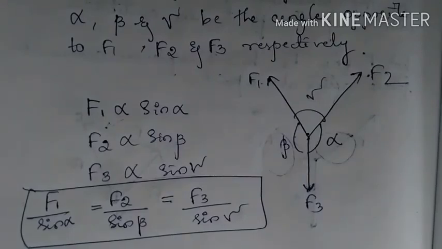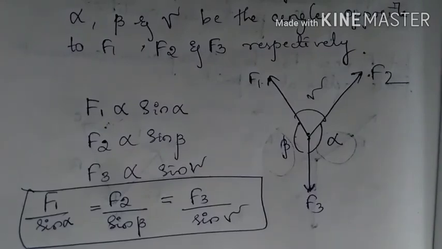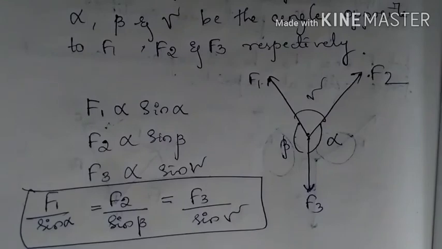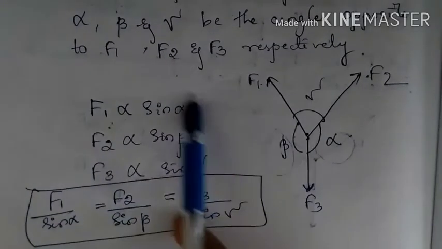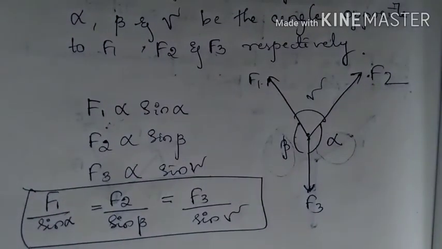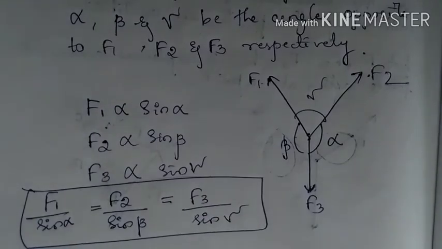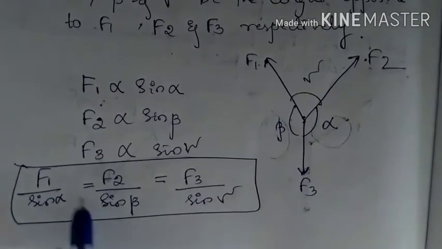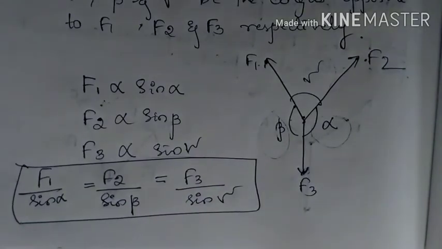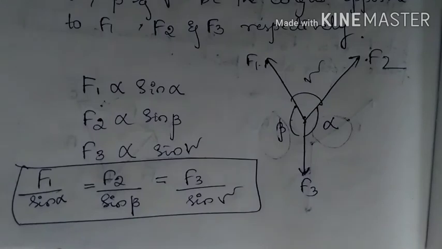What it states is that if three coplanar concurrent forces are acting at a point, keeping it in equilibrium, then each force is directly proportional to the sine of the angle between the other two forces. So this is the final equation: F1 by sine alpha is equal to F2 by sine beta, which is equal to F3 by sine gamma.